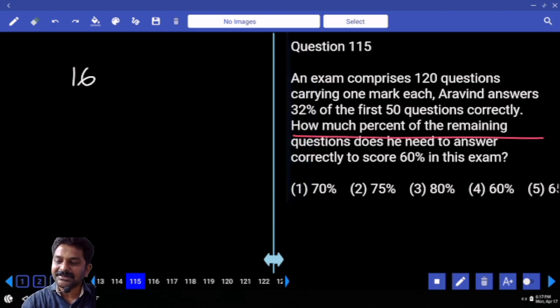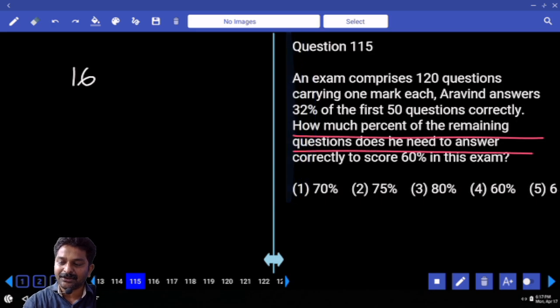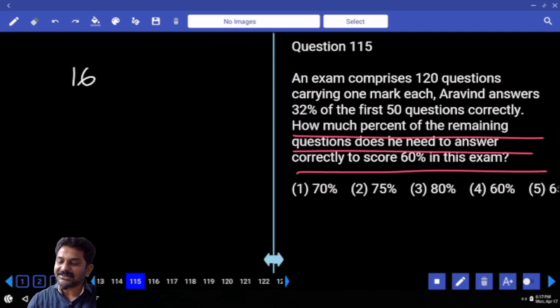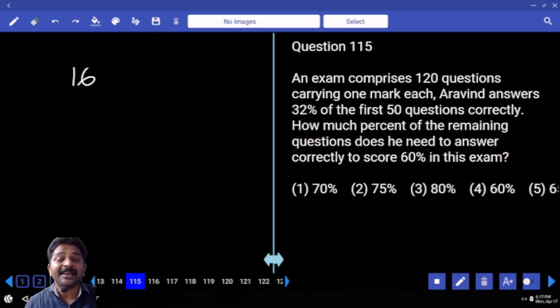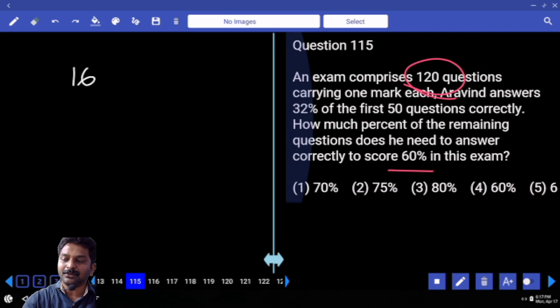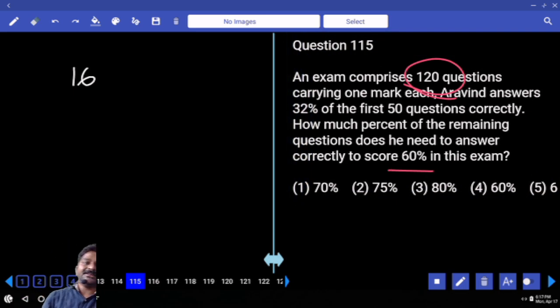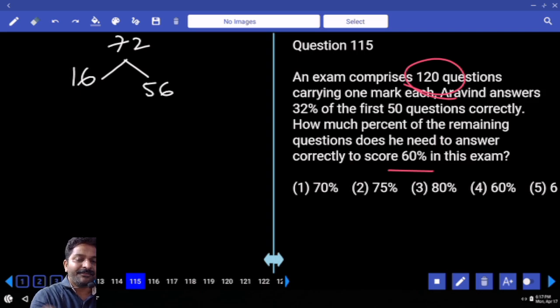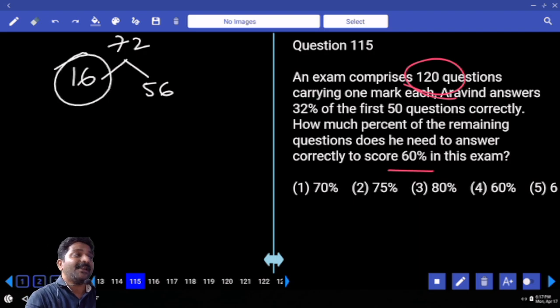How much more percentage of the remaining questions does he need to answer correctly to score 60% in the exam? In the exam, how many questions are there? Out of 120, he needs to score 60%. 60% of 120, he needs to get 72 marks, right? Out of 72 marks, he already scored 16. How many more marks he needs to score? 56.